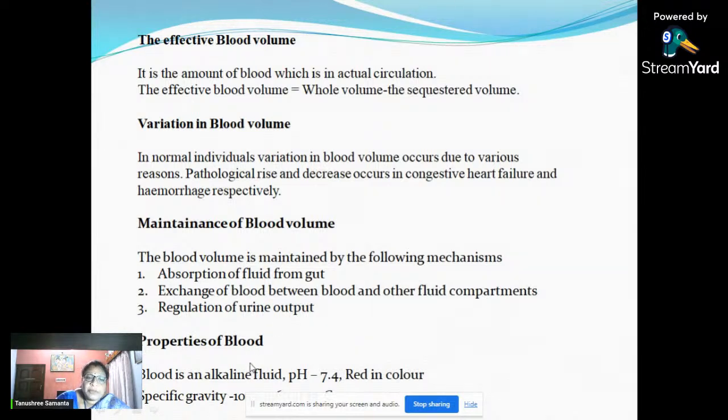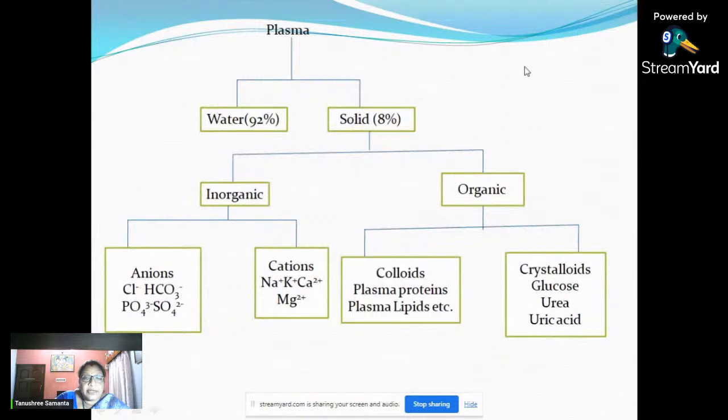To summarize the properties of the blood, we can say that it is an alkaline fluid with a pH of about 7.4, and as has already been told, it is red in color and has a specific gravity of about 1055 at a temperature of about 15 degrees centigrade.